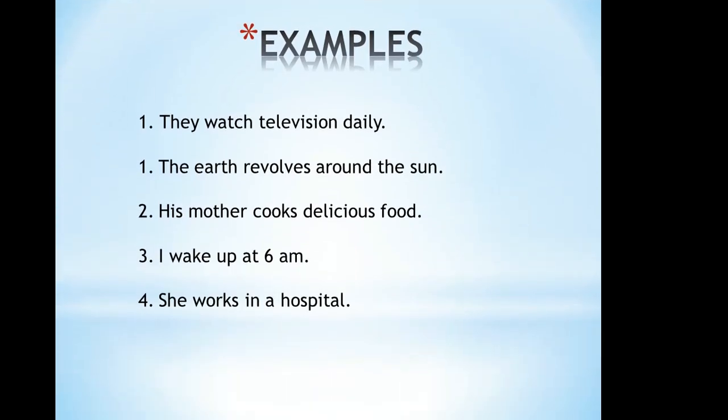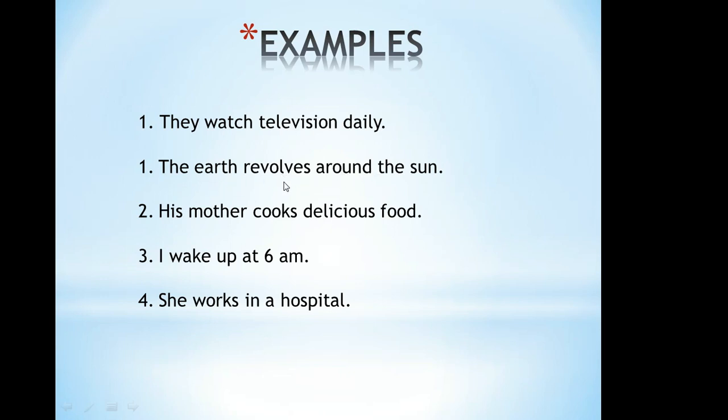They watch television daily. See, they is subject, watch is verb, television is object. They watch television daily. This is an example of simple present tense. The earth revolves around the sun. The earth is subject, revolves is verb, and sun is object. Now here, this is the action that happens daily.